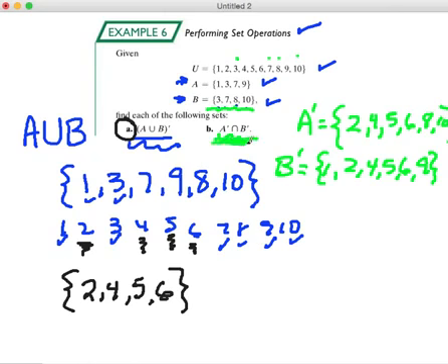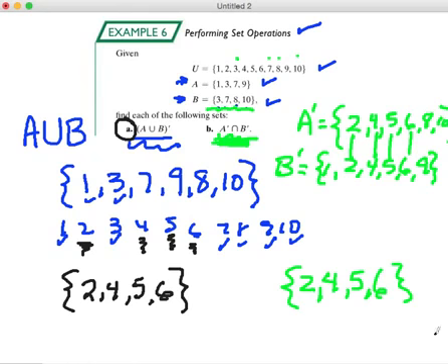What am I looking for? What are these directions? The directions are, I need the intersection. Remember, intersection means what's in both. Okay? So I'm going to go down here, and I'm going to try to find out what's in both. Well, both have a 2. Both have a 4. Both have a 5. Both have a 6.